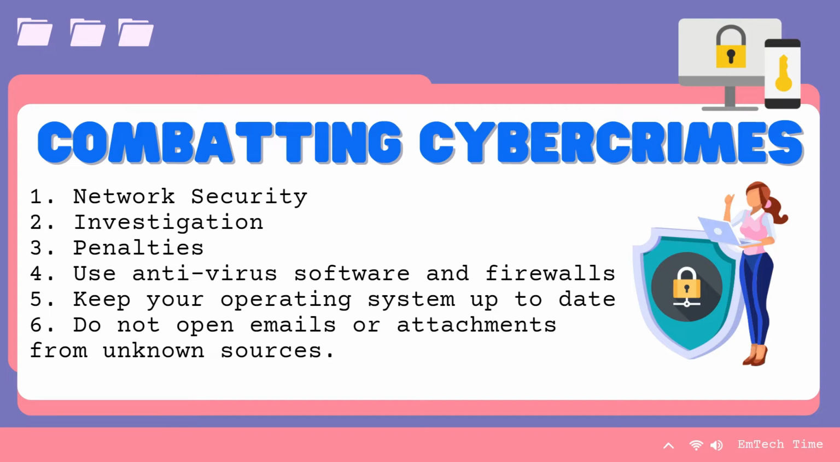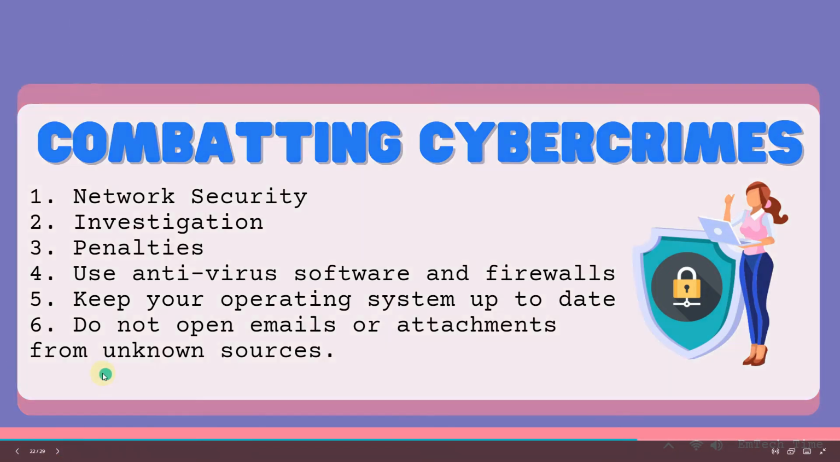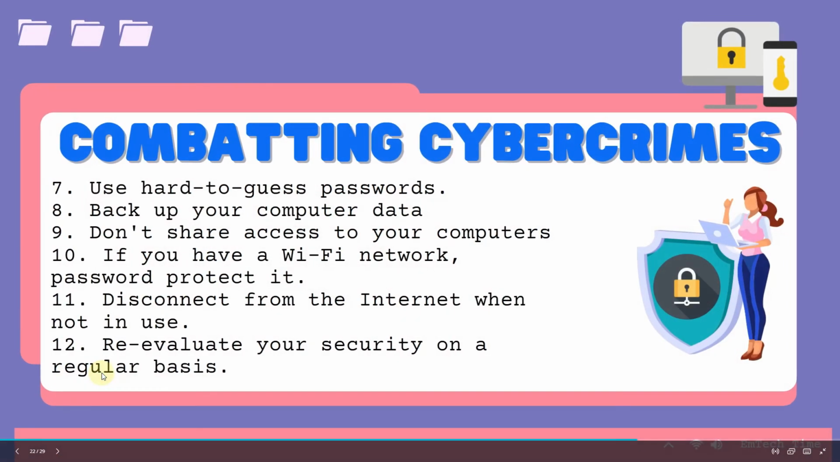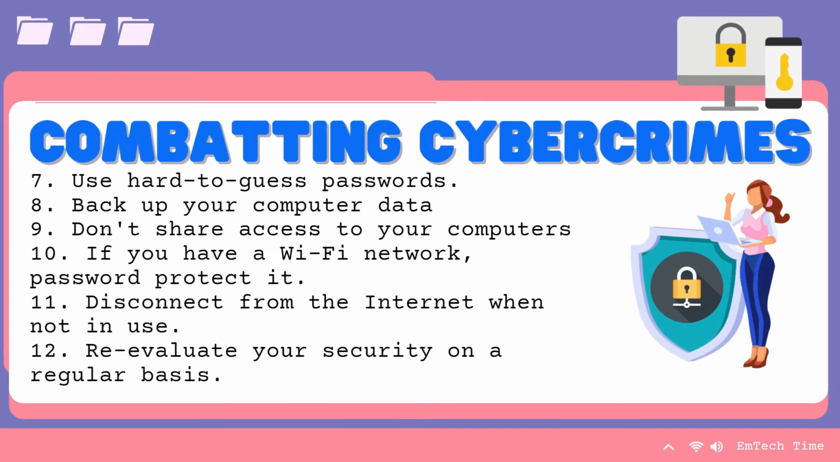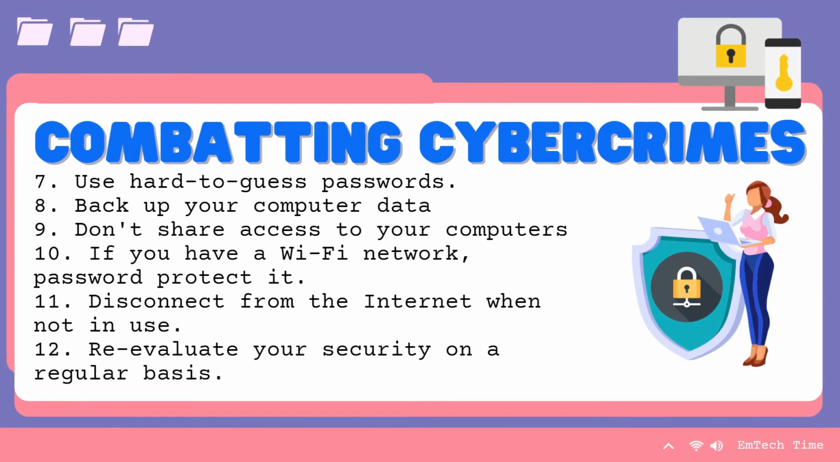The fourth one is the use of antivirus software and firewalls. Aside from using them, you also have to keep them up to date. Number 5, keep your operating system up to date, also with critical security updates and patches. Then number 6, do not open emails or attachments from unknown sources. Other tips on how to combat cybercrimes are the following.